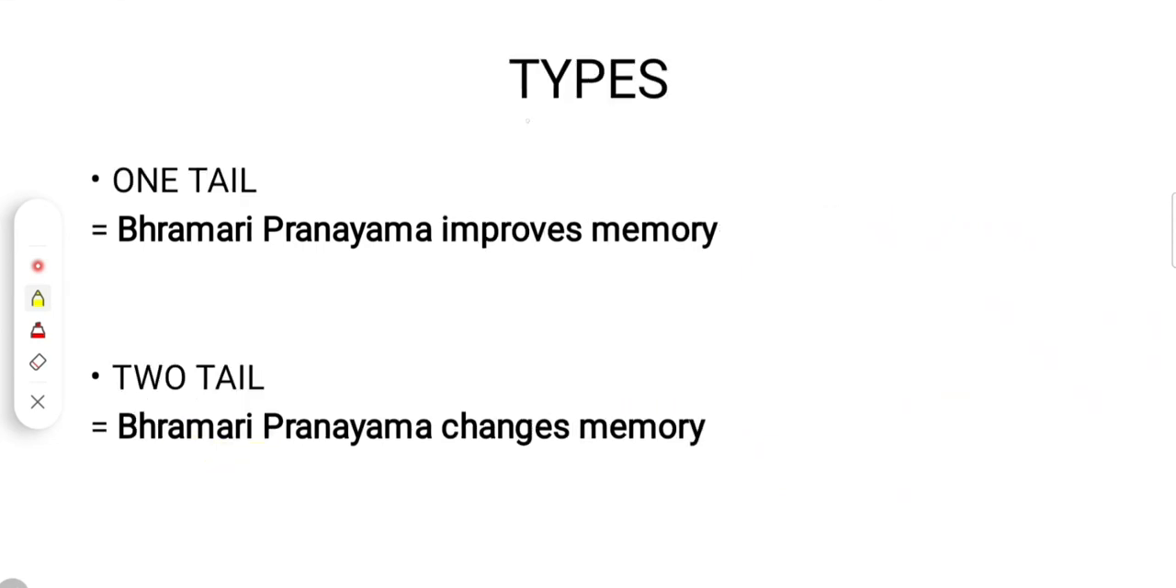So there are two types of hypothesis, we can say simple: one tail or two tail. So one tail is when we say the research or the question is moving only in one direction. One direction here means when we are saying Brahmari pranayama improves memory. Improves means it's increasing it. Now I'll tell about two tail.